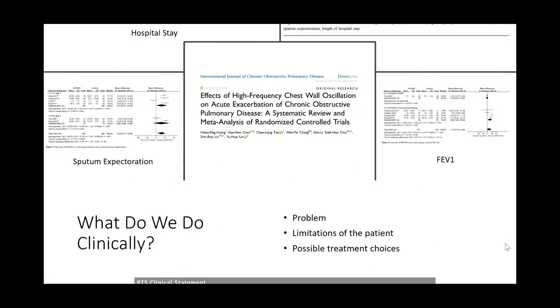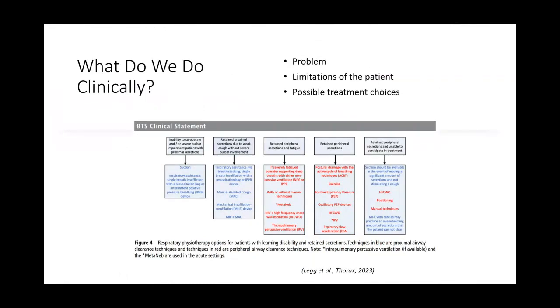So, what do we do clinically? We've got all these techniques. We haven't got any clear factors that say we should definitely use this technique in this condition. And I think that is, although I've only highlighted certain conditions, a take-home message. But what I would do is look at the problem, look at the limitations of the patient, and look at my possible treatment choices. And we produced this for a British Thoracic statement for individuals with learning disability who have community-acquired pneumonia.